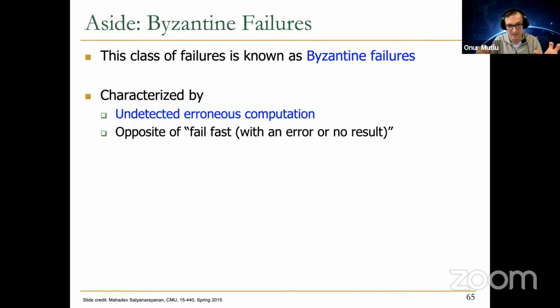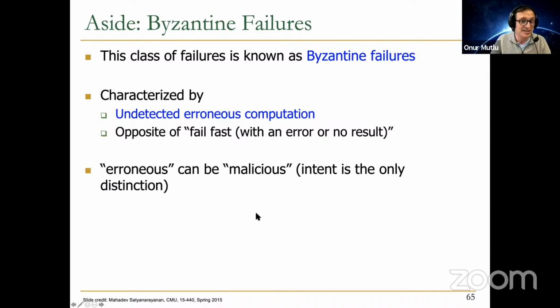Fail fast. If you have a failure, you either fail with an error, don't continue, or don't give any results. This is a really great principle for designing dependable computing architectures. But RowHammer violates this, right? Clearly, you get undetected bit flips, and erroneous behavior can be used for malicious intent. Intent is the only distinction, basically.